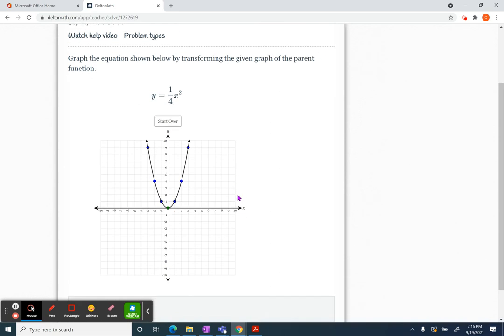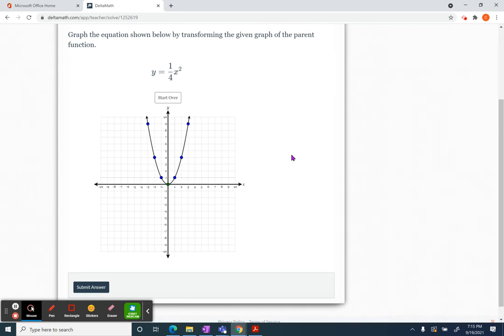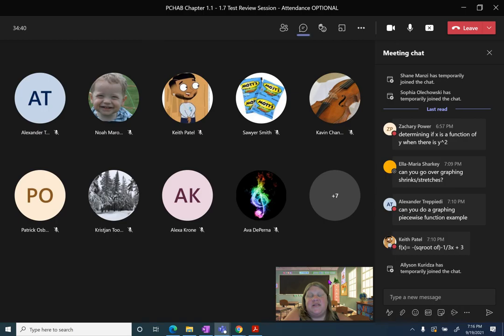So 1/4 x squared. Can anybody tell me, is that 1/4 a vertical stretch, a horizontal stretch, a vertical shrink, or a horizontal shrink? Vertical shrink. Vertical shrink of 1/4. So every y value gets multiplied by 1/4. So this 4 becomes a 1. And again, they all have to move together. Notice that it's shorter than it was originally. It also looks wider, but for some functions, wider and shorter look the same. So as far as stretches and shrinks go, you just have to remember which one is on the outside and which one is on the inside.